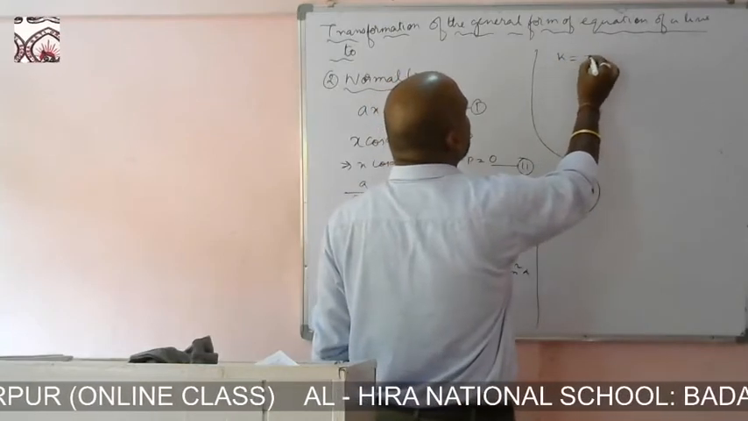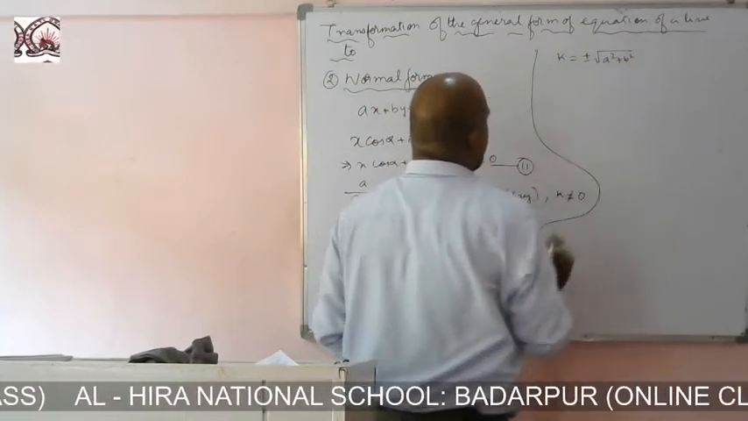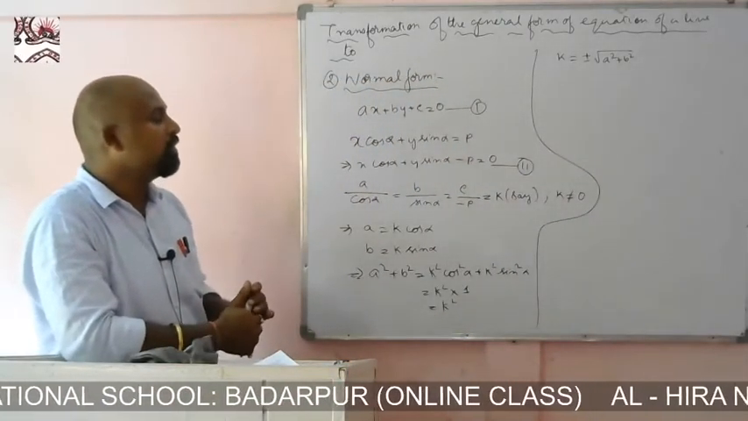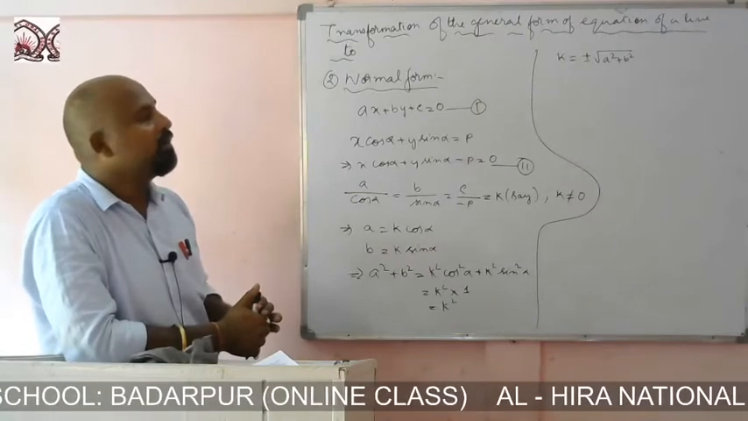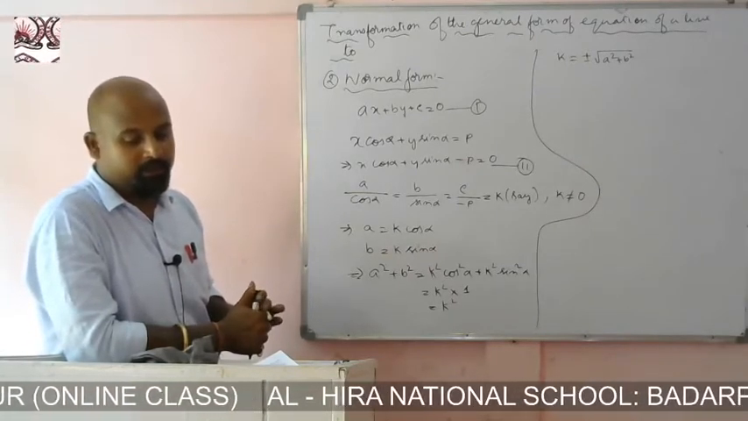So K equal to plus minus root over of A square plus B square. K equal to how much? Plus minus of root over of A square plus B square.